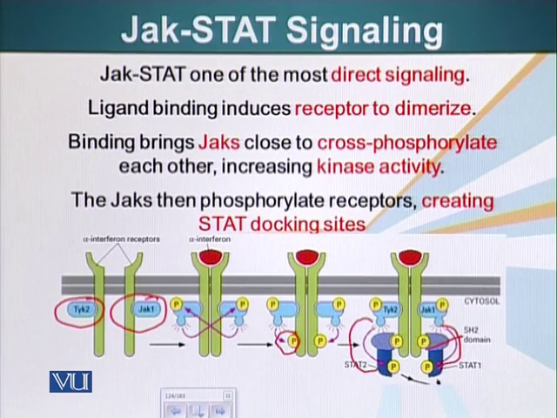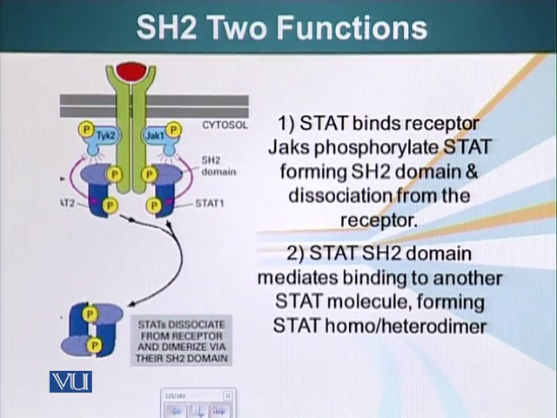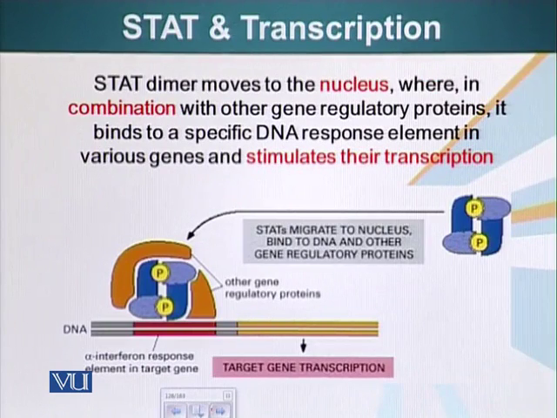Now imagine that this is also the SH2 domain of the STAT molecule, meaning that it can bind a phosphorylated tyrosine. Here we also have a phosphorylated tyrosine. So when STAT molecules are phosphorylated by JAKs, they dissociate from the receptor and they dimerize, since both of them have an SH2 domain and a domain to which SH2 domain can bind. So this results in release of the STAT molecules and their dimerization through the SH2 domain, and this dimer can now go to the nucleus directly, and in combination with other gene regulatory proteins, it can bind to a specific DNA segment, response element, and stimulate transcription of specific genes.